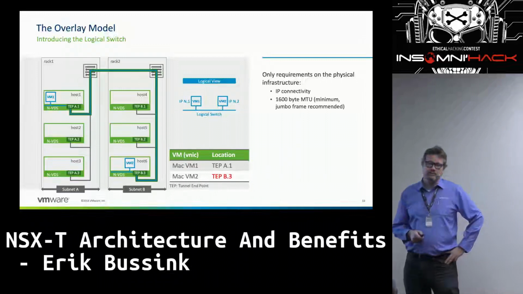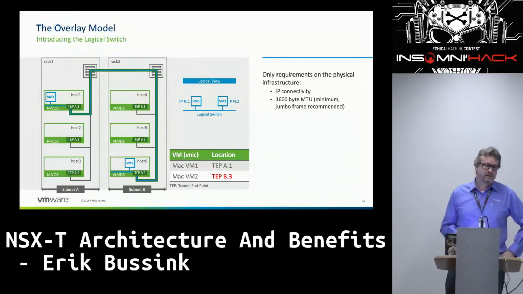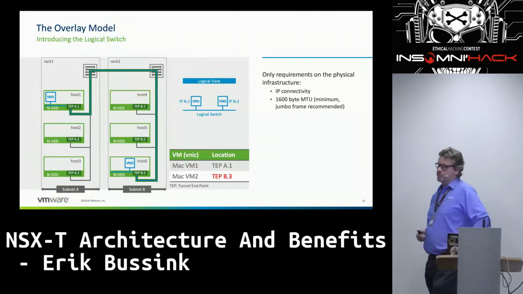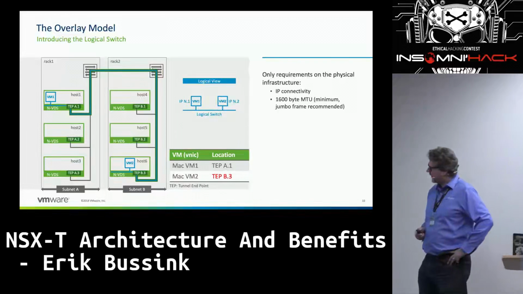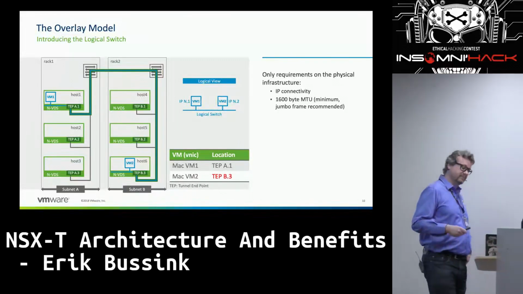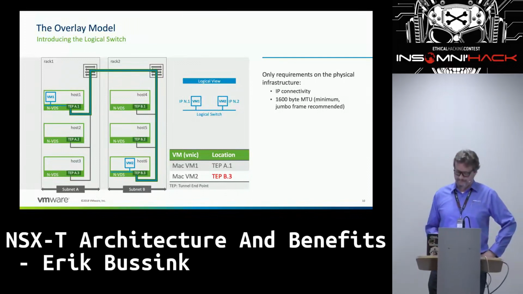The overlay that we use with NSX is called Geneve. It's the Generic Network Virtualization Encapsulation. It's a follow-up to VXLAN, but it allows more headers, metadata in the headers, and flexible MTUs.